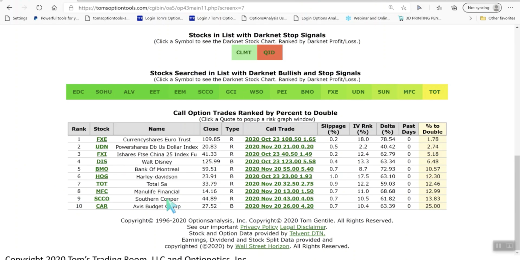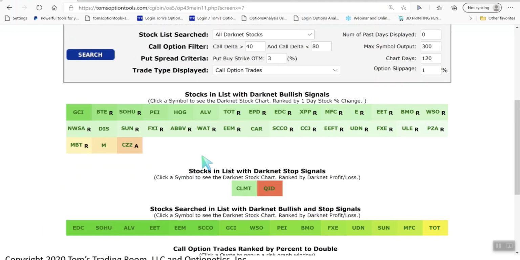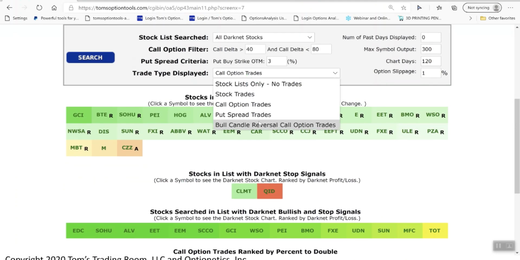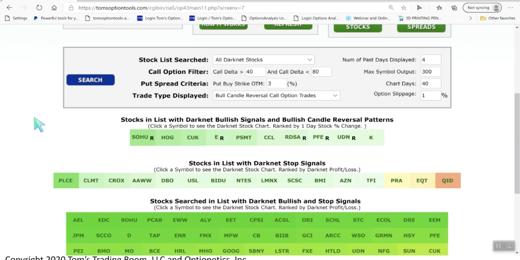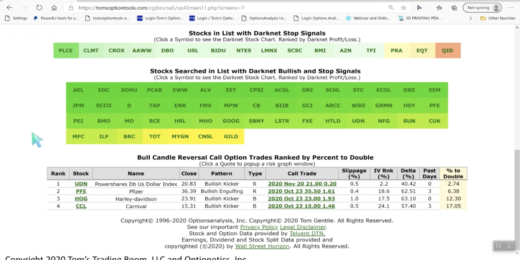So another thing that this Darknet plus Japanese bullish candlestick reversal patterns does is it condenses the number of trades or stocks that you have to research. So we went from 10 on this day, by selecting the trade type displayed down to bull candle reversal call option trades and clicking search, down to 4. Now, if you click on the ticker symbol, we don't mess with the PowerShares. Let's just go to the stocks.